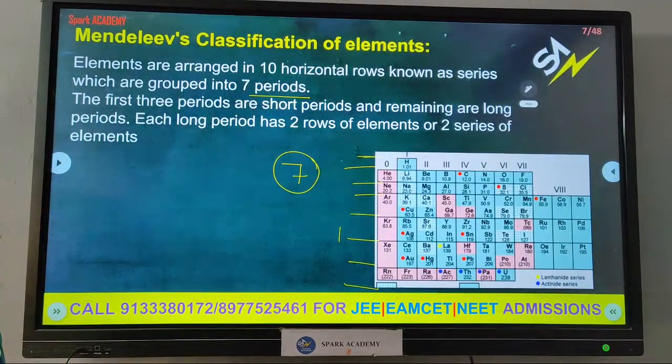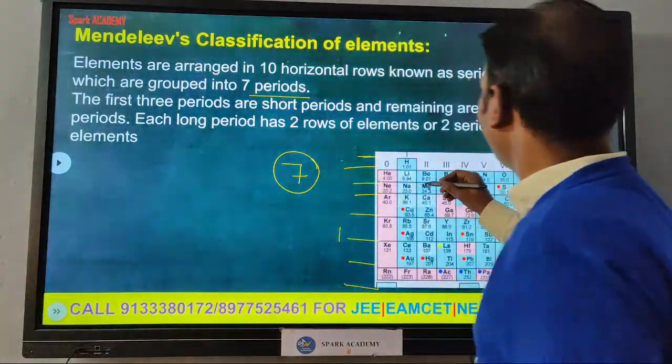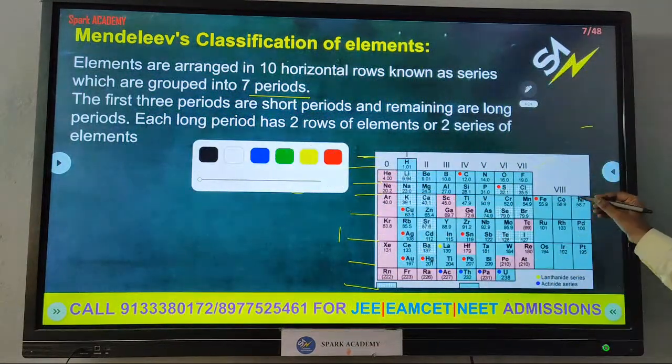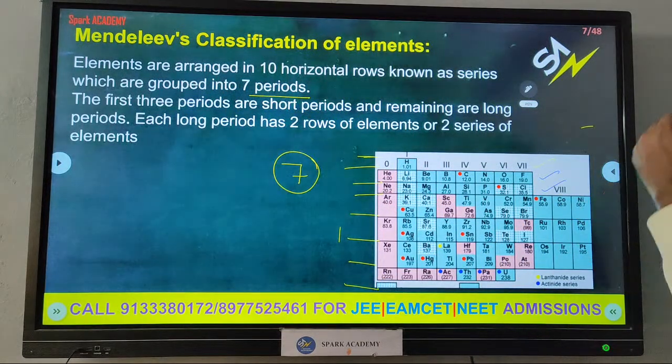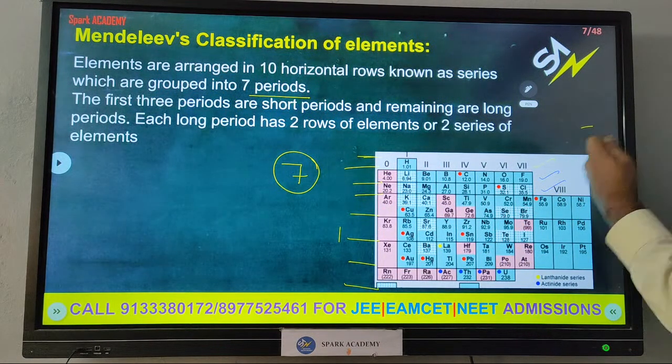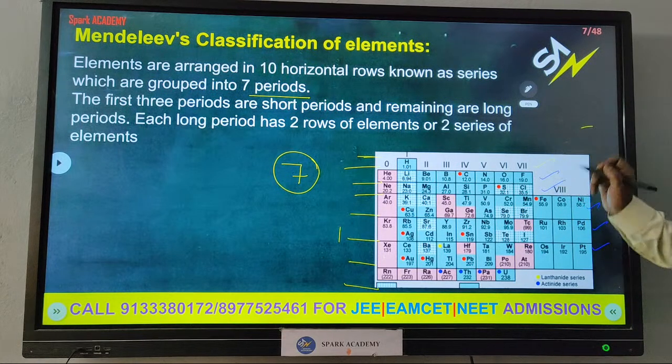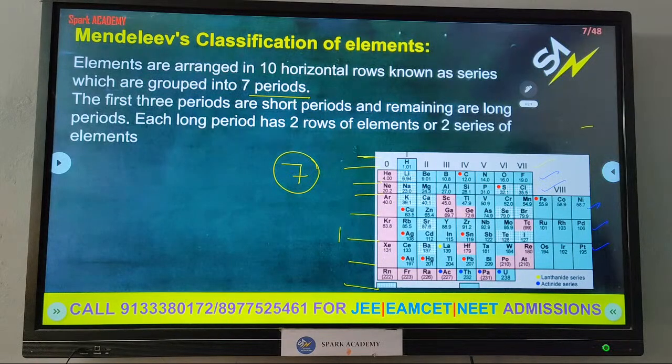In the Mendeleev periodic table, 7 periods are available. The first 3 periods are short periods. Period number 1, period number 2, period number 3: the first three periods are short periods, because they contain fewer elements compared with the 4th, 5th and 6th. Clear?